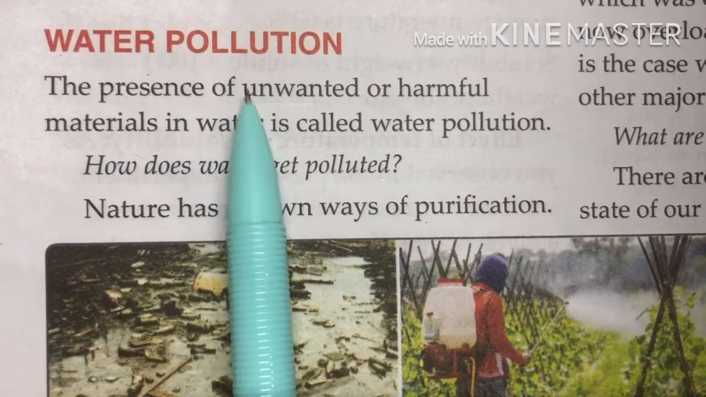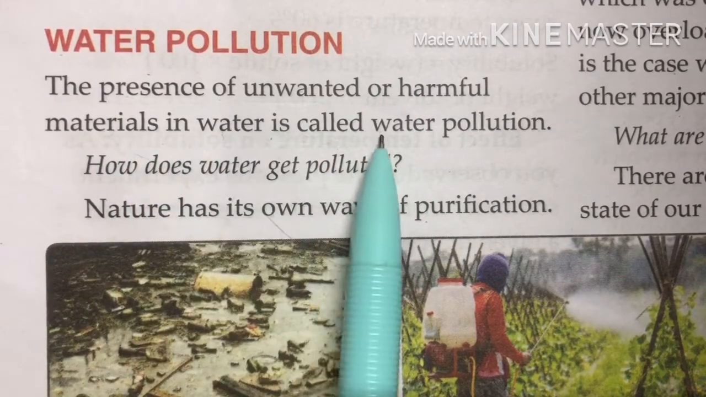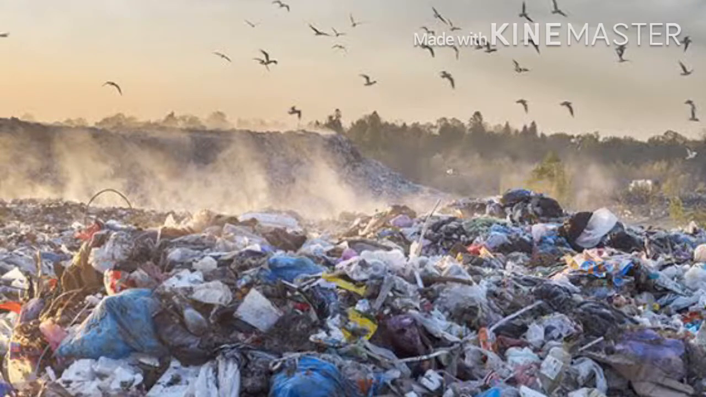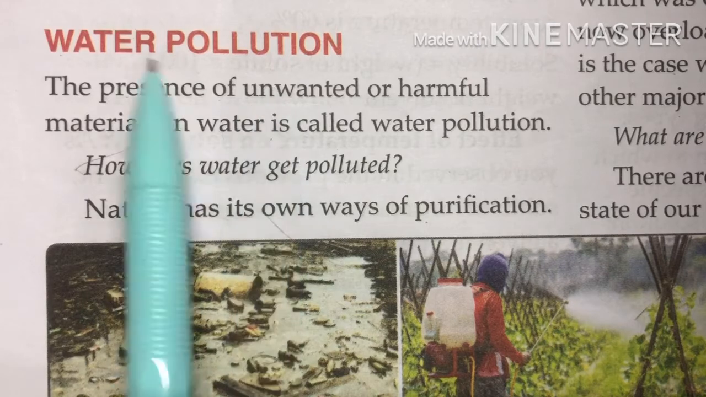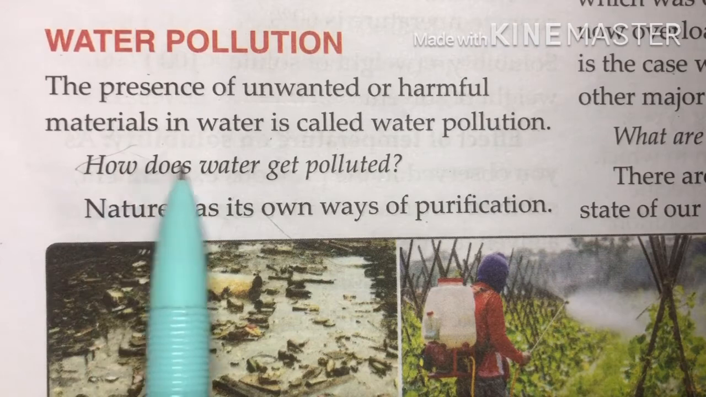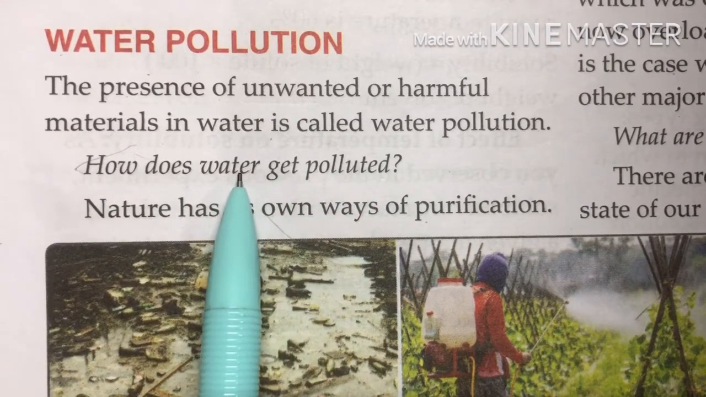The presence of unwanted or harmful materials in water is called water pollution. The harmful material that is present in water, that is unwanted, is called water pollution because it pollutes the water. So how does water get polluted? Now we will see how the water gets polluted.